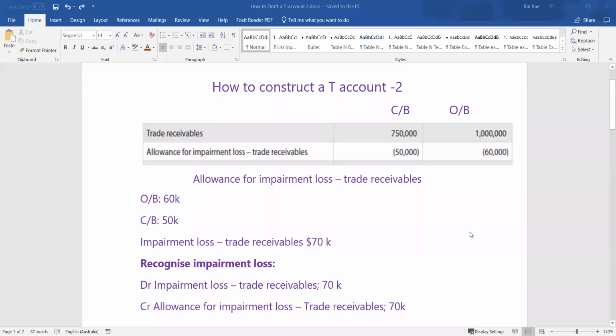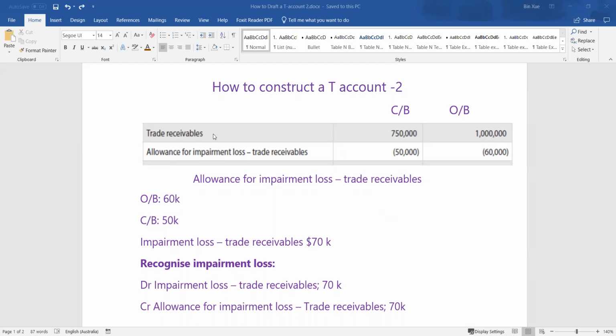Hi, in this video, I just want to show you a more complicated account, which is the allowance for impairment loss trade receivable. If you haven't checked the T-account one, please do that first. So in this question, we've got this information.